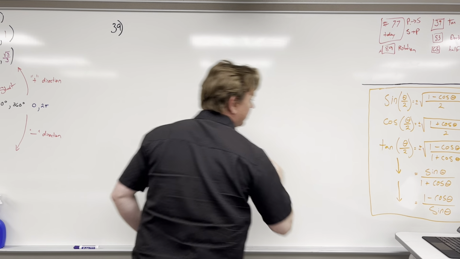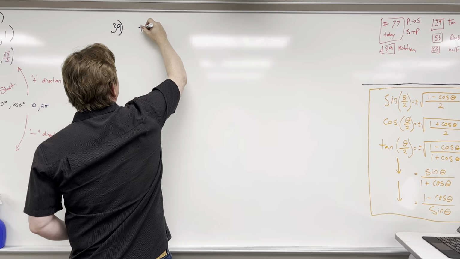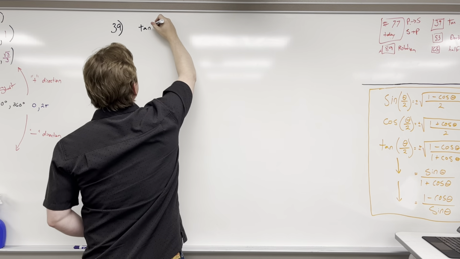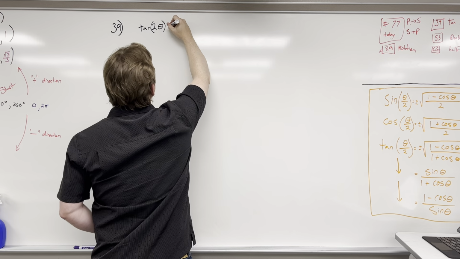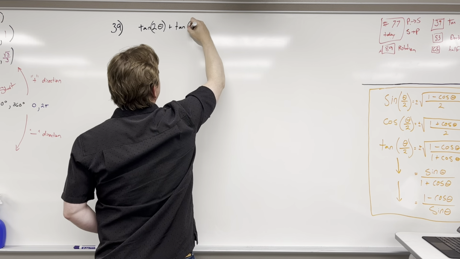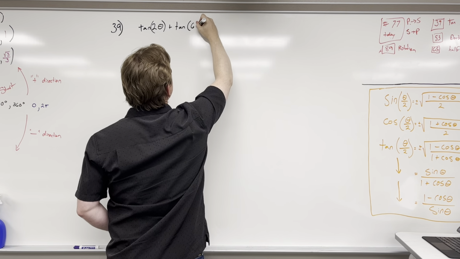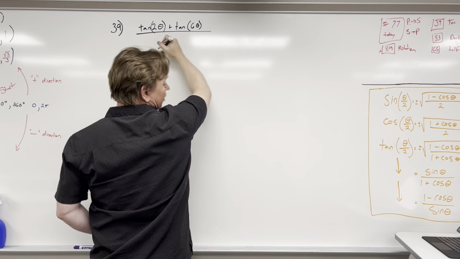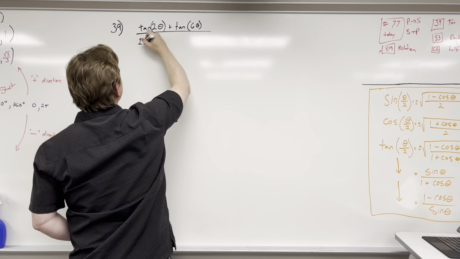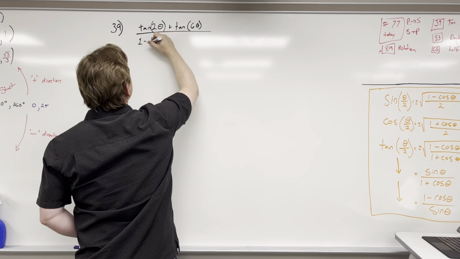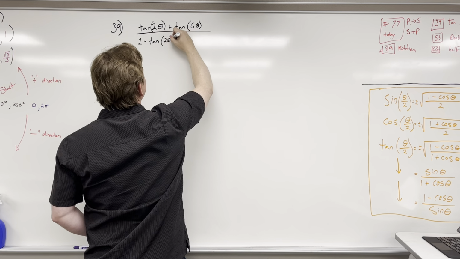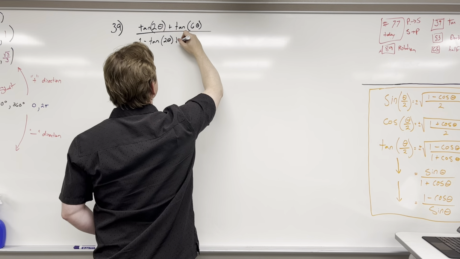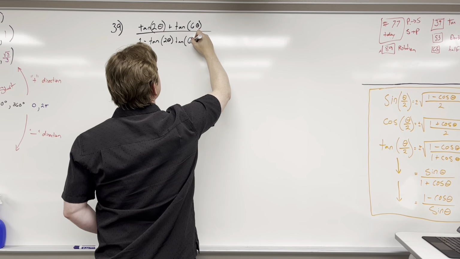This is tangent 2 theta, I'm gonna do parentheses, plus tangent 6 theta, over 1 minus tangent 2 theta and tangent 6 theta.